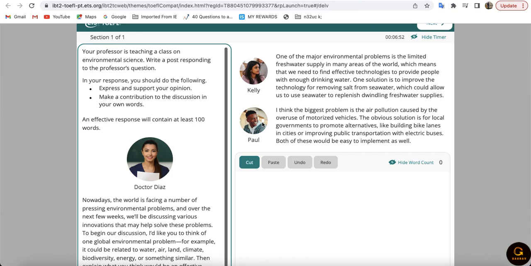Okay, Kelly is targeting the freshwater supply, which means that they need to find effective technologies to provide people with enough drinking water. So she's talking about the freshwater supply, the drinking water. She's talking about the solution. One solution is to improve the technology to remove salt from the seawater.